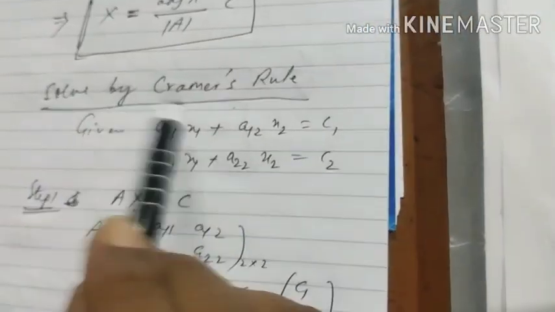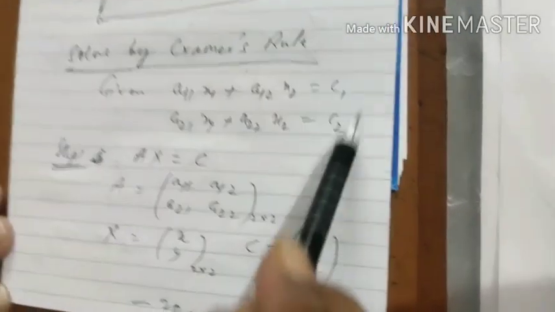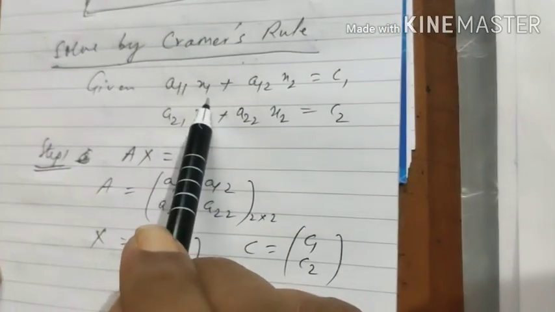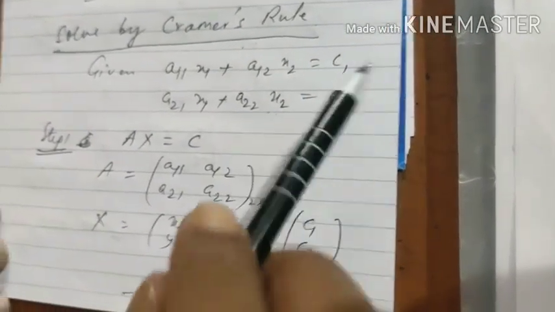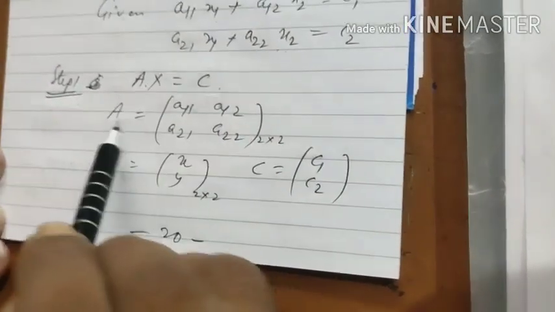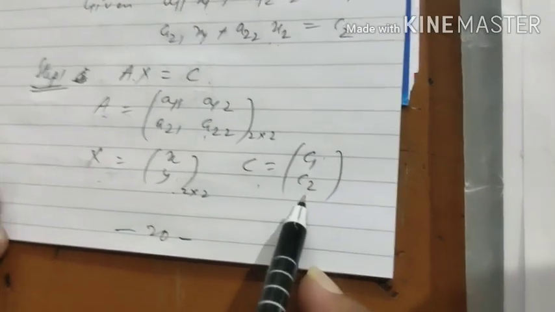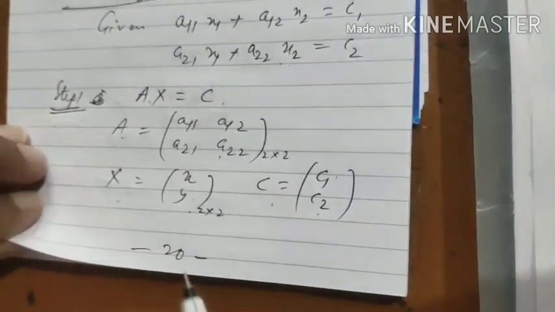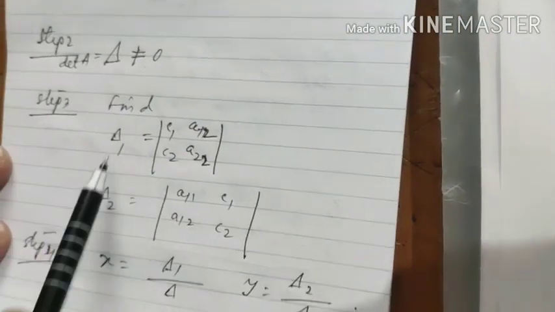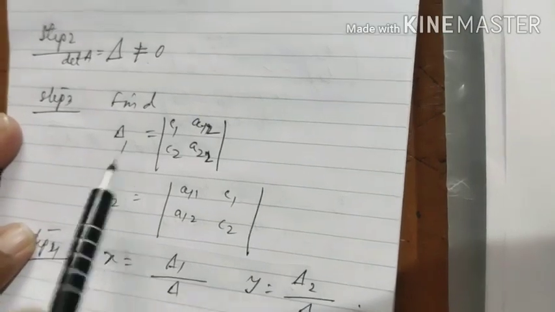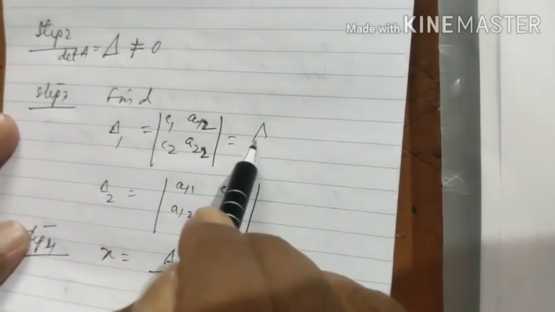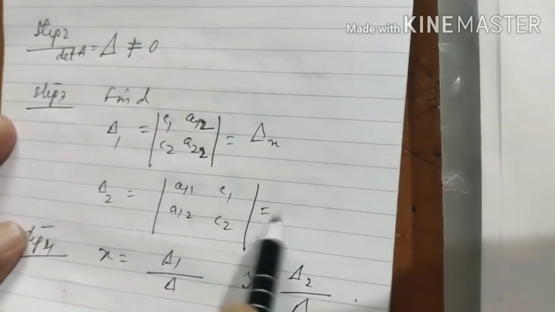Solve by Cramer's rule. Suppose there are two unknowns, that is, two equations. Step 1: AX equal to C, A equals this, X is equal to x, y, and C is equal to C1, C2. Step 2: find the determinant of A, suppose it is not equal to 0. Then go to step 3: find del 1. Del 1 also can be written as del x, and del 2 as del y.